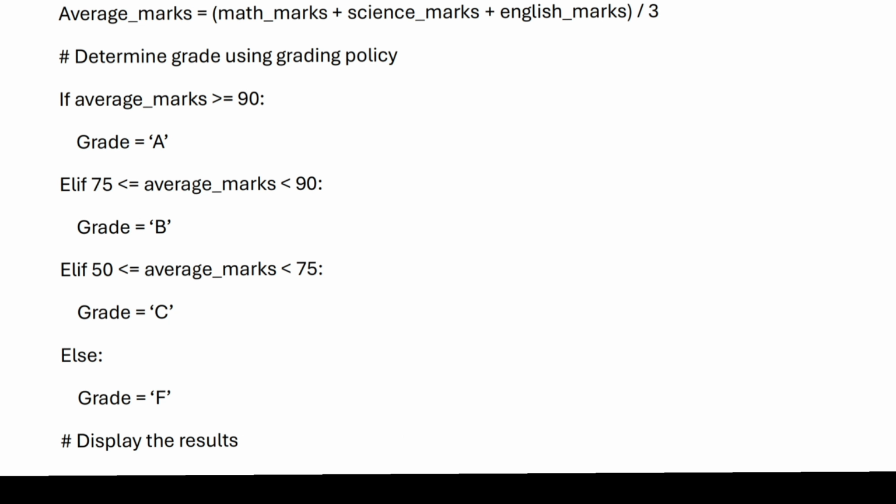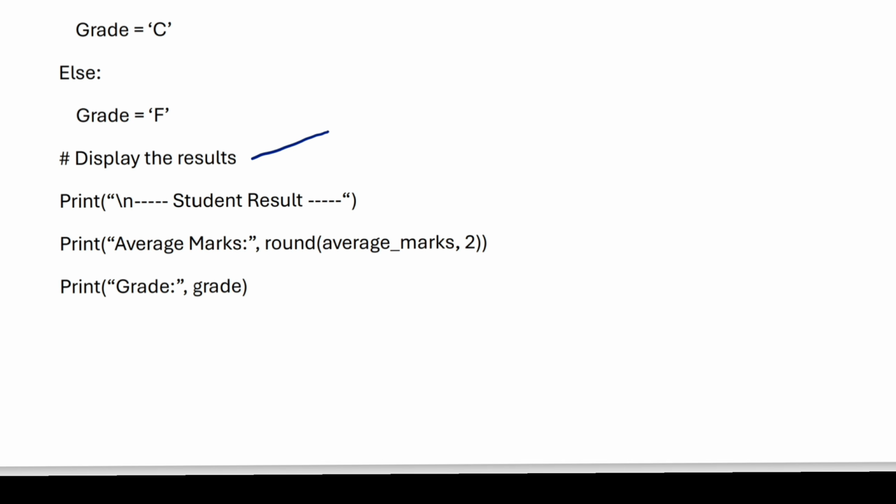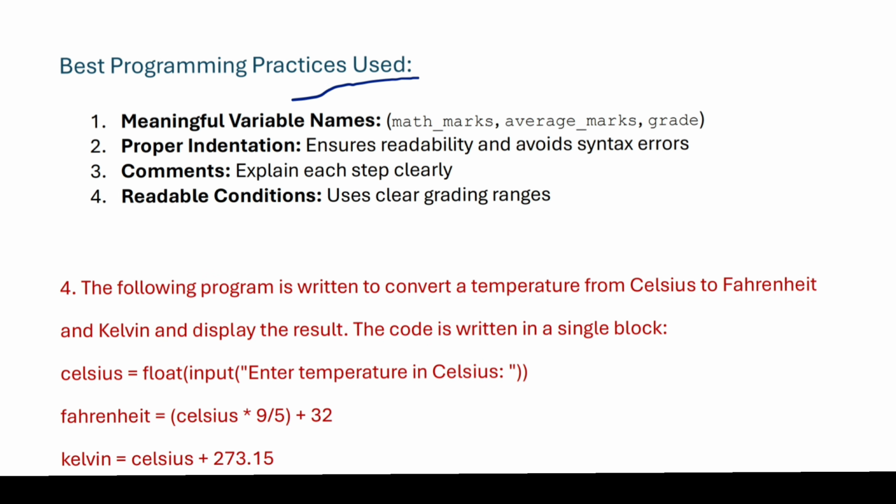After the division, you have to assign the grade using the grade policy. So they gave A grade, B grade, C grade and F grade. Okay. Finally, display the results. You can see the student result, average marks and grade. You can take a printout of that. And for best programming practice, we have used meaningful variables like maths marks, average and average grade, and proper indentation, to ensure readability and avoid syntax errors. And in the comments, we have explained each step clearly. And for readability, you have to give a proper, clear grading range, as given in the above question.